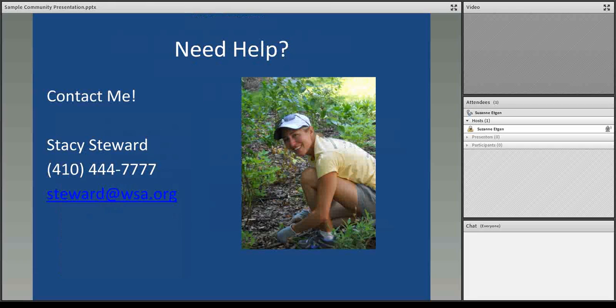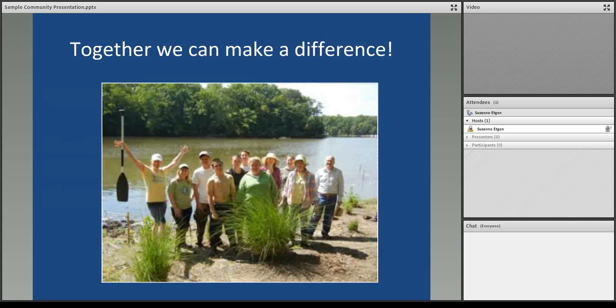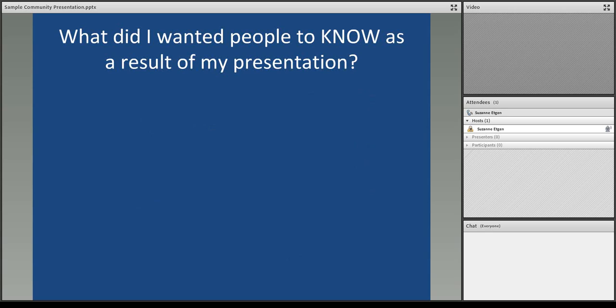So I hope, again, my name is Stacy, and I'd really like for you to contact me if you have any questions or if you need any help. And together we really can make a difference for Ben Oak. So I hope you'll join me on the 25th.